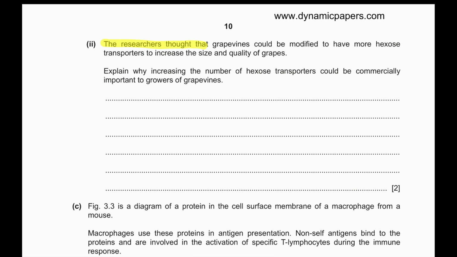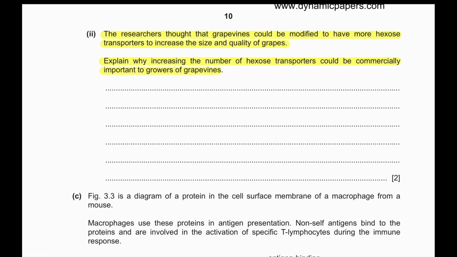The researchers thought that grapevines could be modified to have more hexose transporters to increase the size and quality of grapes. Explain why increasing the number of hexose transporters could be commercially important to growers of grapevines. If we put more hexose transporters, which will then bring in more glucose or more fructose, meaning we'll have sweeter grapes, which has a higher demand.